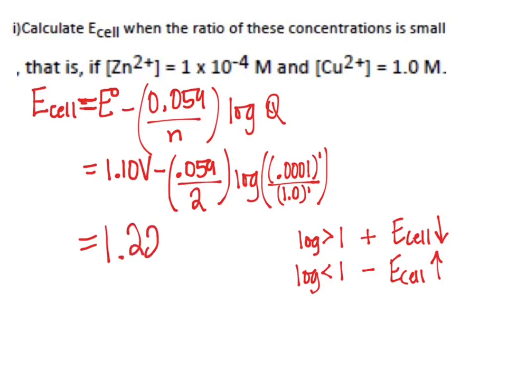1.2, I'm going to say 22 volts. And that is our E cell. So it went up, which is great. So now let me put this in a different perspective.